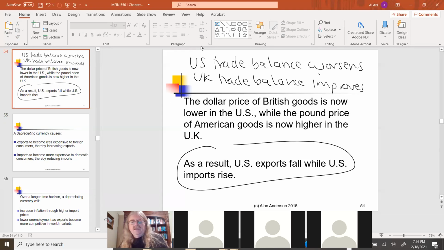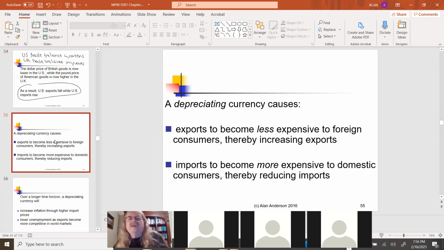Okay, so now we're going to look at the opposite case, of course, where we're going to see the dollar getting weaker. Okay, so what happens if the dollar gets weaker? Exports become less expensive to foreign consumers, thereby increasing our exports, whereas imports become more expensive to domestic consumers, which means we reduce our imports. Okay.